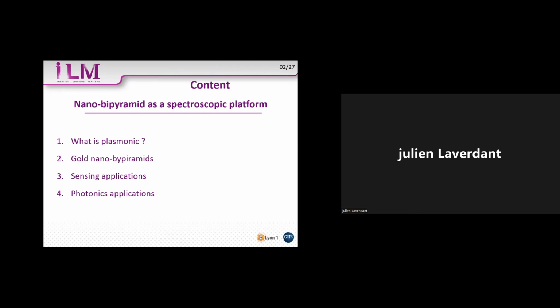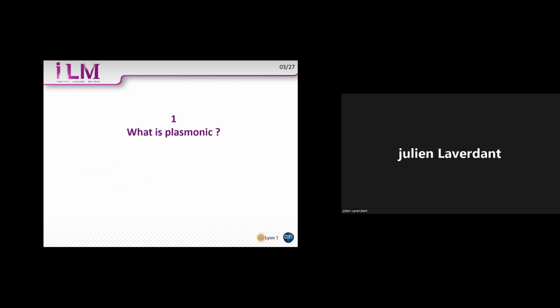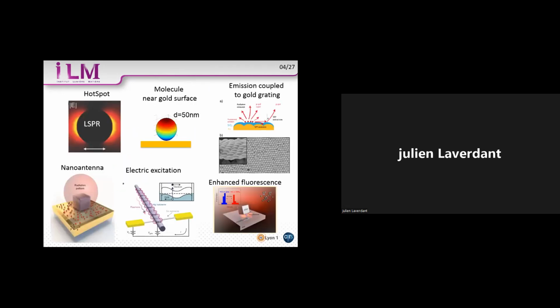So let's begin now. What is plasmonics? Plasmonics concerns the properties of a metallic nano-object, which can be a surface or a nanoparticle, when you shine light on it. You can have many interactions, and here I will explain a few very interesting applications.